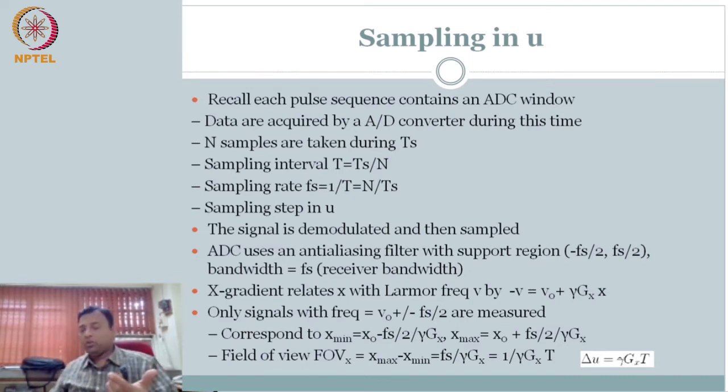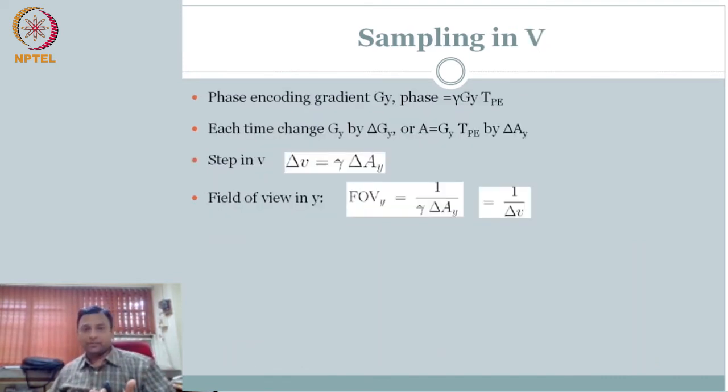So similarly you can think about it in the V direction, right? For the phase encoding gradient Gy, your phase is gamma Gy TPE. This is the step size of your V direction. Each time you change Gy by delta Gy, your phase changes by delta A. So recall the previous slide and the plot, how we jump. This is just an extension from there. So your step size in the V direction is dictated by gamma delta Gy TPE.